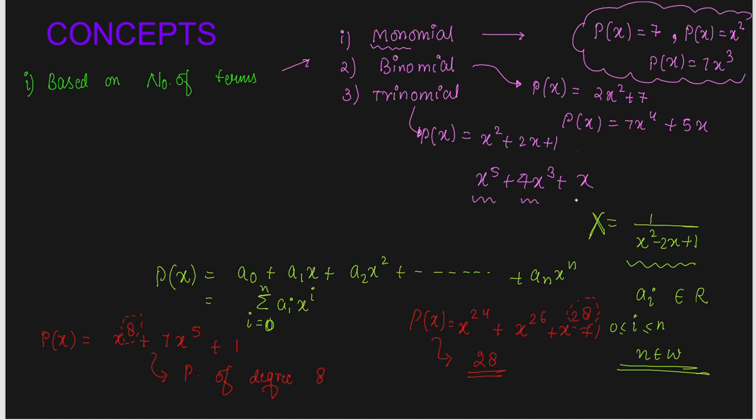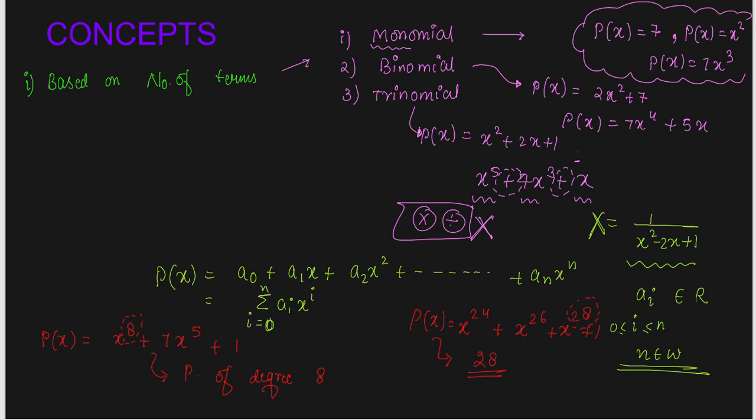Do note the terms are separated with an operation of either addition or subtraction. It cannot be separated with multiplication and division. Then this will not be considered as a binomial or trinomial. This must always be separated by either an addition or a subtraction operation.